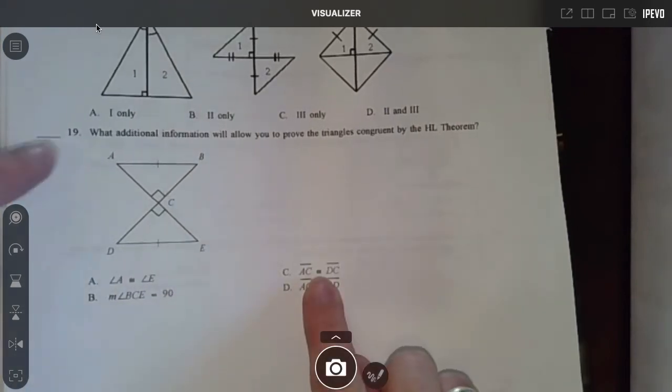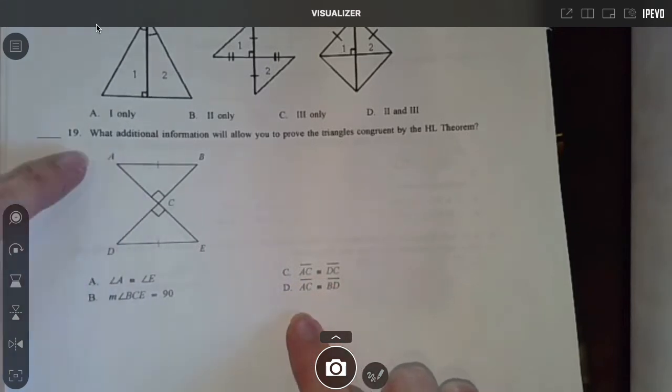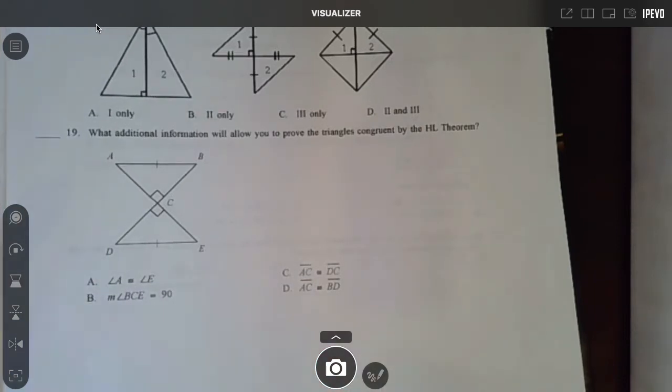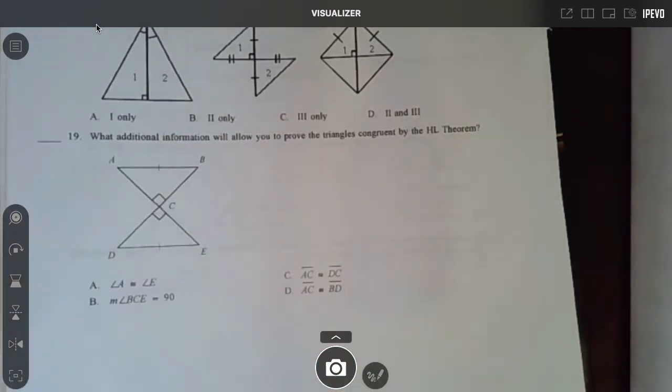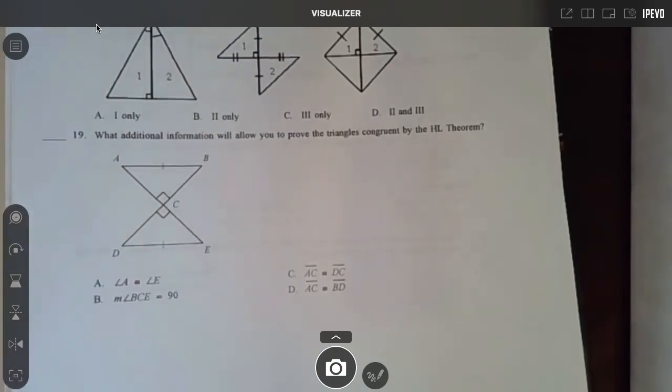Let's look at C. AC and DC. That looks pretty good. This one says AC and BD. That doesn't even make sense, right? Because that's this whole line. So just look at it and see what makes the leg AC and DC on this problem.